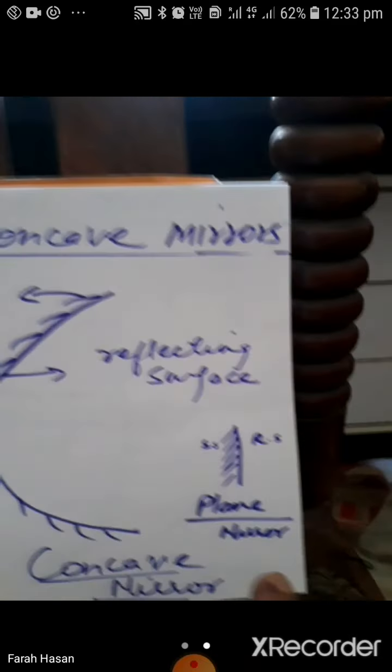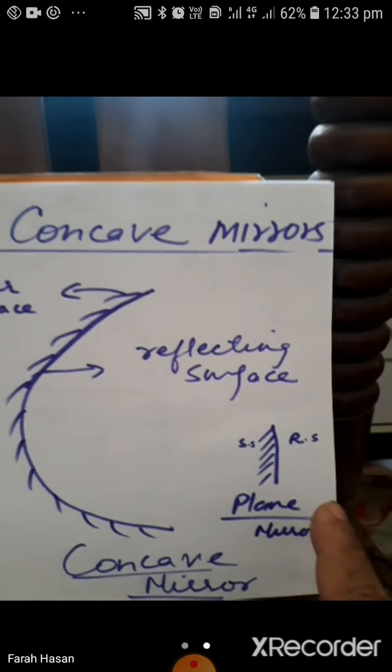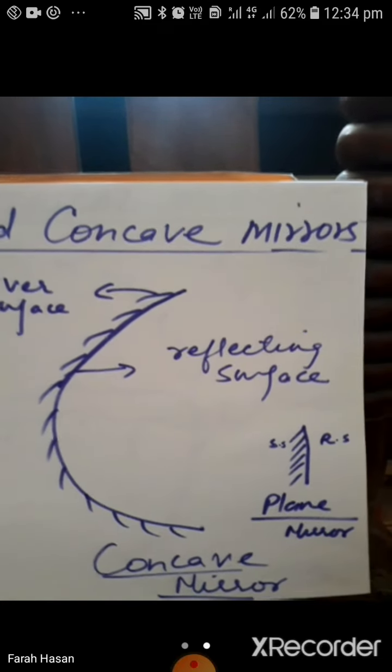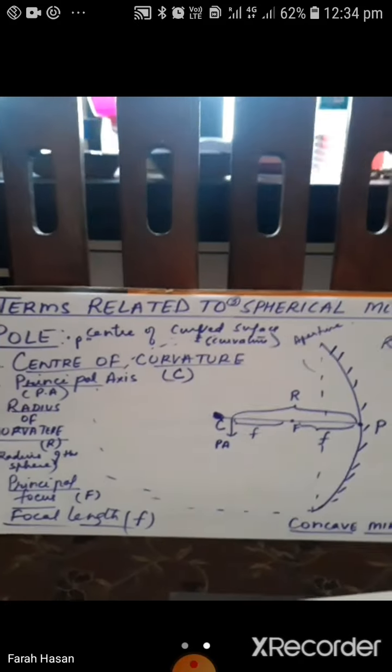And of course you have studied about plane mirror. In plane mirror, one part is the polished part, that is the silver surface, and the other part is the reflecting surface on which the image is formed, the reflecting surface where the light is reflected. So these are three types of mirror, and the curved mirrors are concave mirror and convex mirror. Now first we should be familiar with the terms related to spherical mirrors. Before we study how light is reflected, how the image is formed, we must be familiar with certain terms and we should know what they mean.